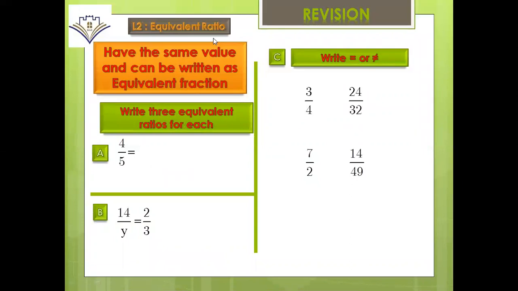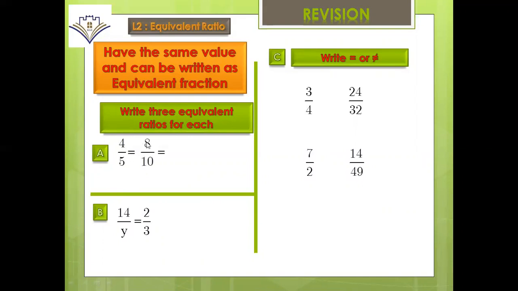Equivalent ratio. What does it mean by equivalent ratio? Have the same value and can be written as equivalent fractions. Write 3 equivalent ratios for each. 4/5. I need to write 3 equivalent ratios for 4/5.